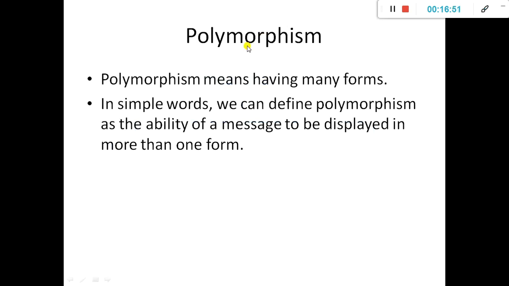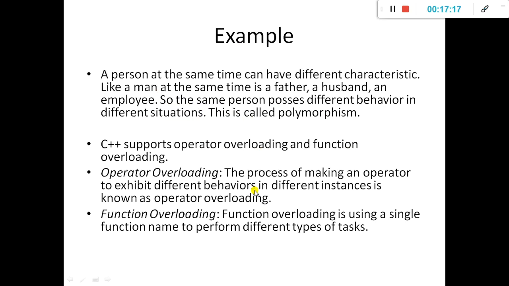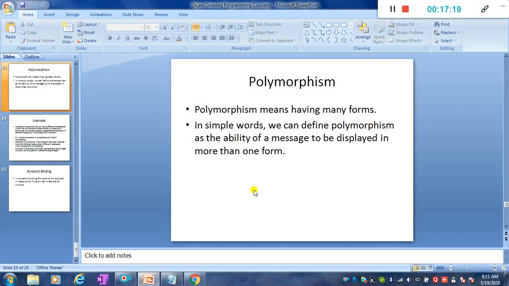Then the next feature is polymorphism. What does polymorphism mean here? Poly means many and morphism means forms. So a single thing can have many forms. In simple words, we can define polymorphism as the ability of a message to be displayed in more than one form. Now let's see an example of it.